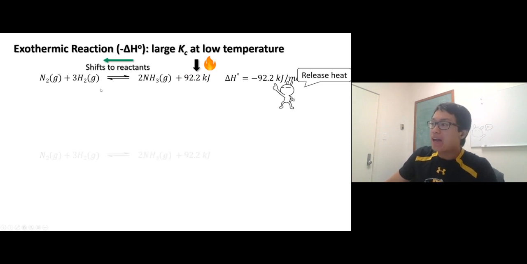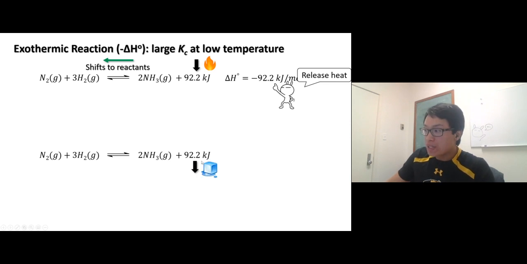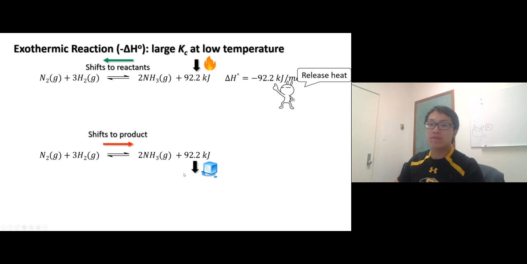Now, if you remove heat by putting this reaction flask in the fridge, so it's cold, basically we're removing the heat. What's going to happen? Well, removing the heat, removing the product, the reaction shifts forward. That's it. Really simple there. All you need to know is if the reaction that you're dealing with is exothermic or endothermic.